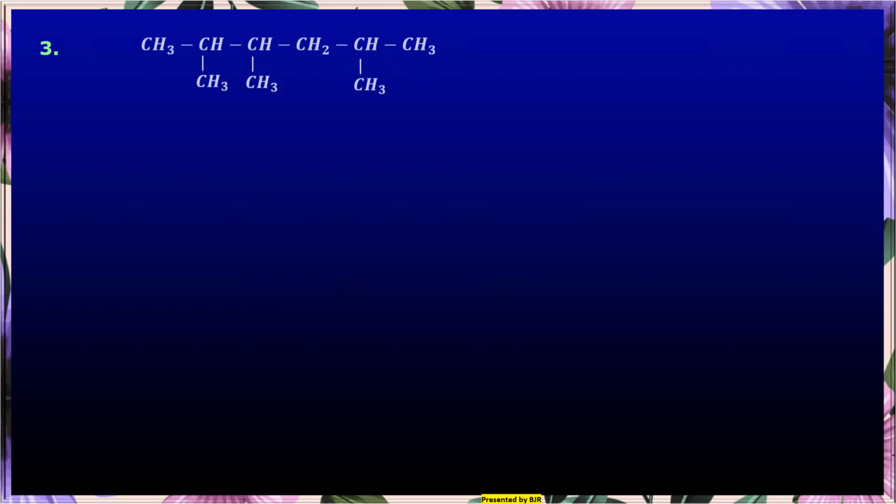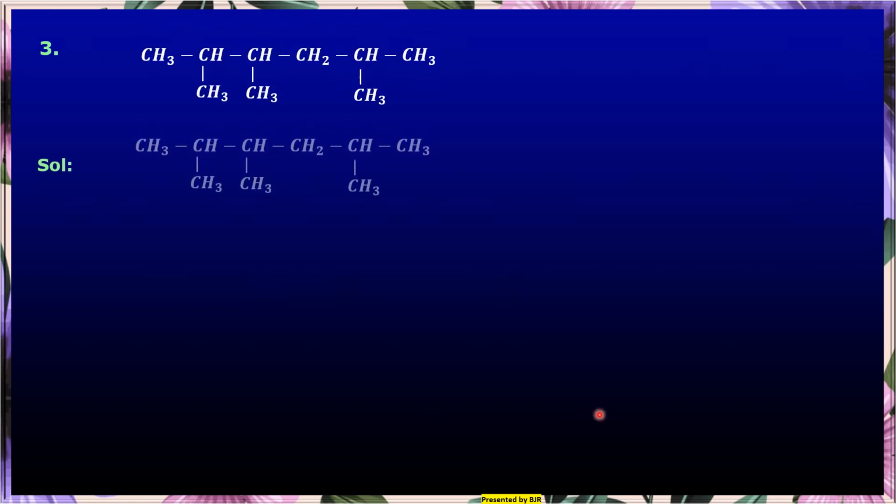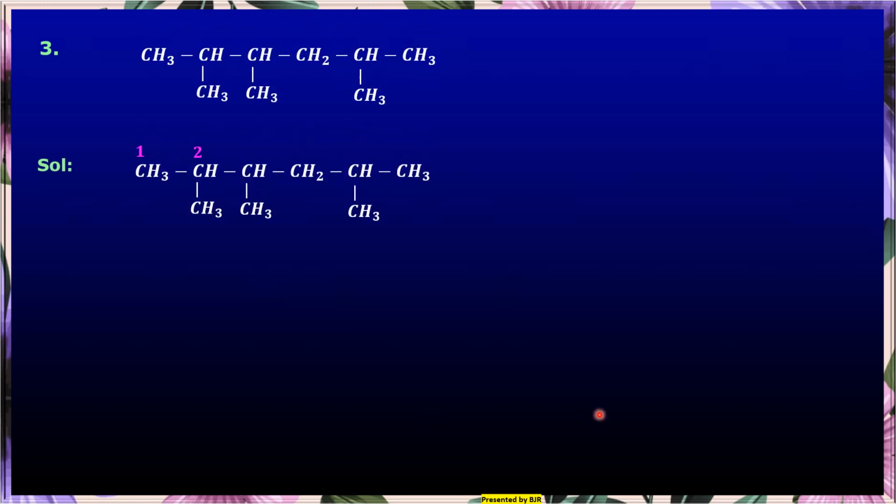Next, third problem. See here, this is the parent chain. I am numbering from left to right. Let us number from right to left also, and we have to check which one is correct. Whether numbering from left to right is correct or from right to left is correct, we can verify by using 2 rules: the lowest sum rule and the lowest set of locants rule.